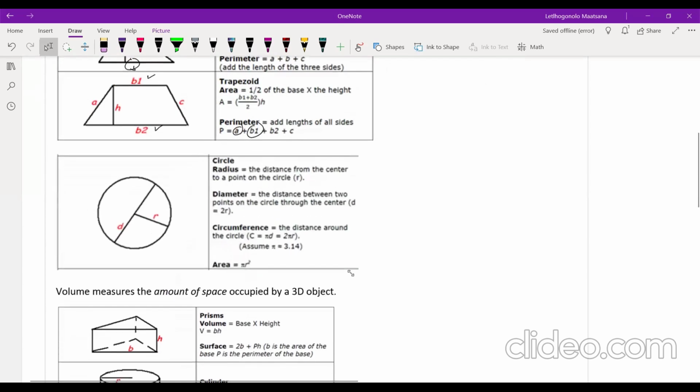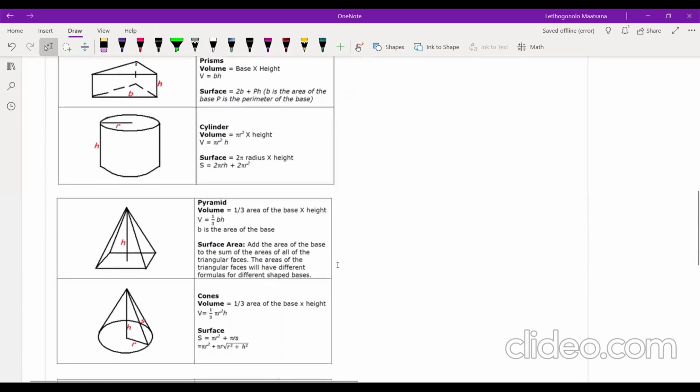We have here the circle. We know that from one side to the other, passing the center, will give us the diameter, and from the center to the circumference, it will give us the radius. The diameter is twice the radius. For the length around our circle, we call that the circumference, and it will be given by 2 pi r. For our area, we'll have pi r squared.